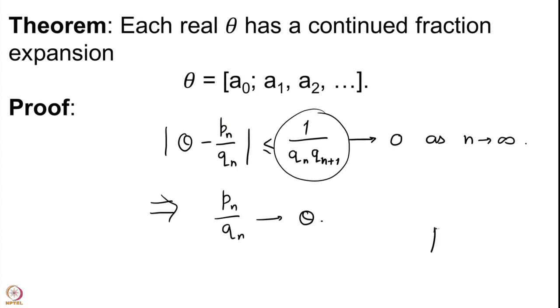So, the convergents that we get by cutting this continued fraction expansion at the nth stage do actually converge to our real number theta. So, assuming those 4 lemmas, we have proved our result very quickly, but now we need to prove those lemmas.